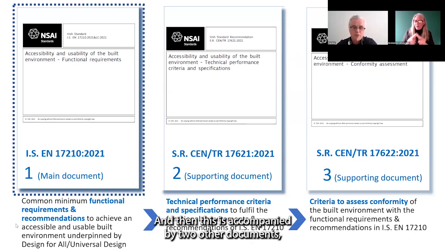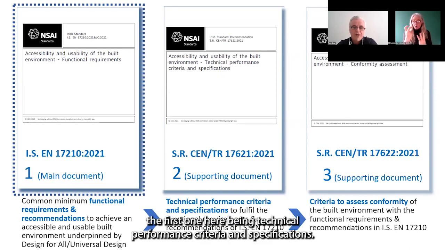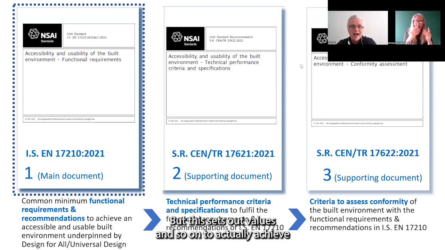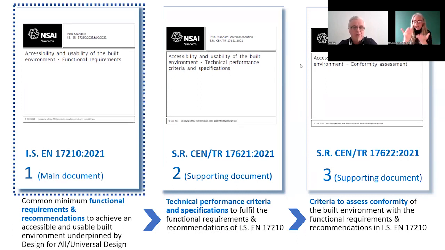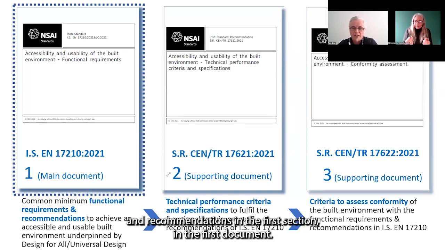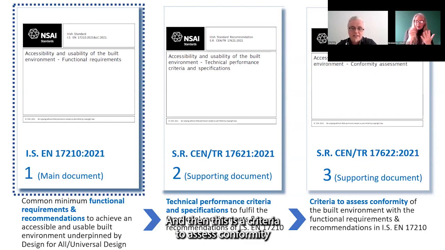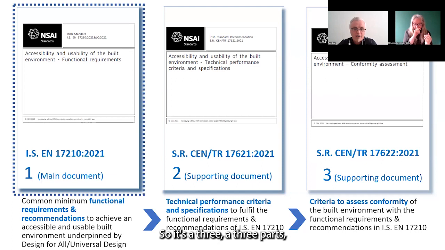And then this is accompanied by 2 other documents. The first one here being technical performance criteria and specifications. And I'll run through this in a couple of minutes again in a bit more detail, but this sets out values and so on to actually achieve the requirements and recommendations in the first document. And then the third document, I suppose, in this trio is 17622. And this is criteria to assess conformity of the built environment with the functional requirements and recommendations as set out in the first. So it's a three-part document that's really important, I think, to this piece of work we're talking about this morning.